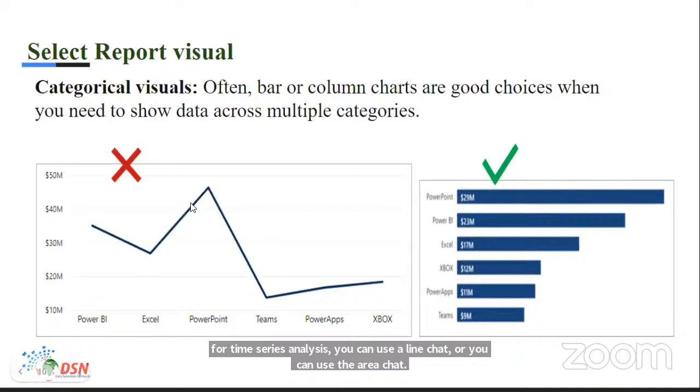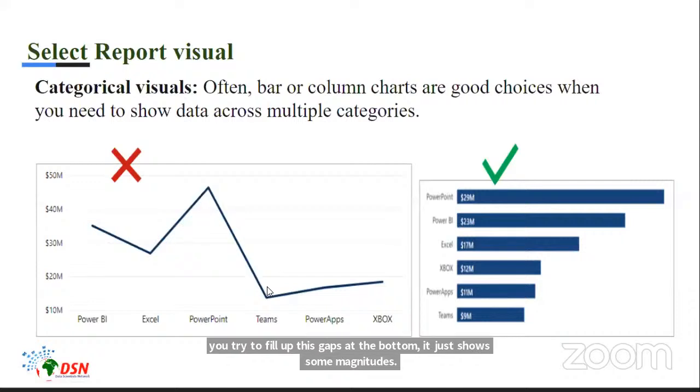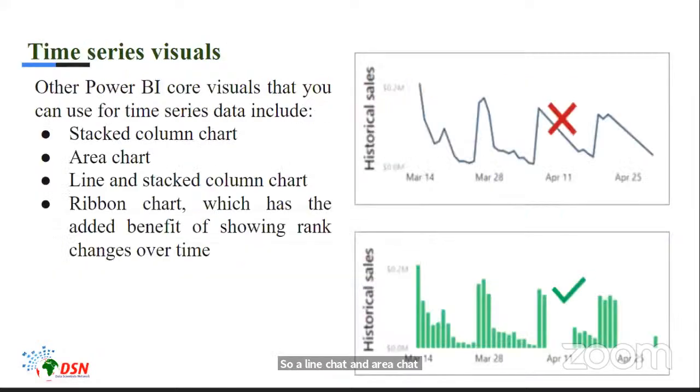So this is an example of a line chart. If we have an area chart, it will just show a magnitude. It will fill up these empty gaps at the bottom and just show some magnitudes. So a line chart and an area chart are useful in showing trends over time.